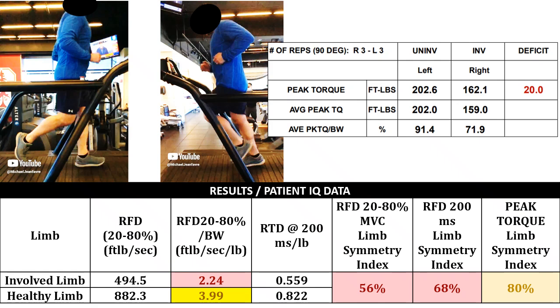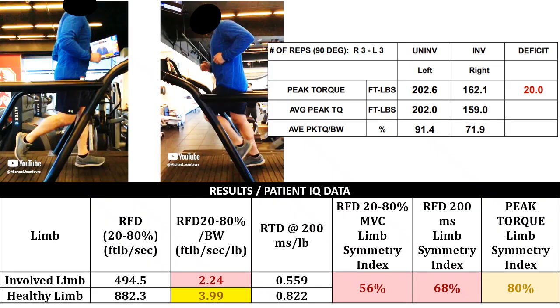So the involved limb on the top row, healthy limb on the bottom, you can see the rate of force development at 20-80 relative to body weight, so foot-pounds per second per body weight. On the involved limb, it's 2.2. It's shy of that 3.0 that we spoke about in the previous slide. And his healthy limb is close to that 4.0, which would be optimal.